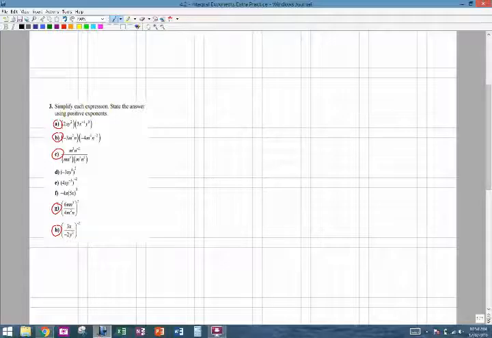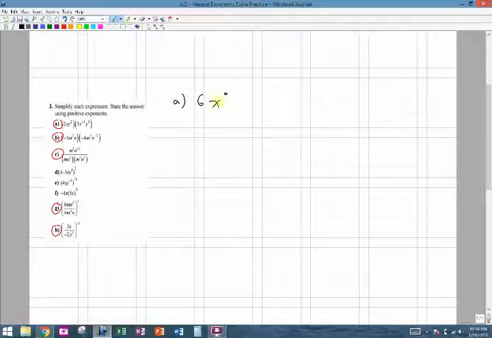So I have simplify each expression, state your answer again using positive exponents. This time I have to worry about the coefficients, because coefficients I always have to multiply. So the 2 and the 3 I'm going to have to multiply. So for part A, 2 times 3 is 6. The x terms, I'm going to add the exponents. The exponent on the first x is 1 because it's not written. Exponent on the second x is negative 1. So that gets me x to the power of 0.